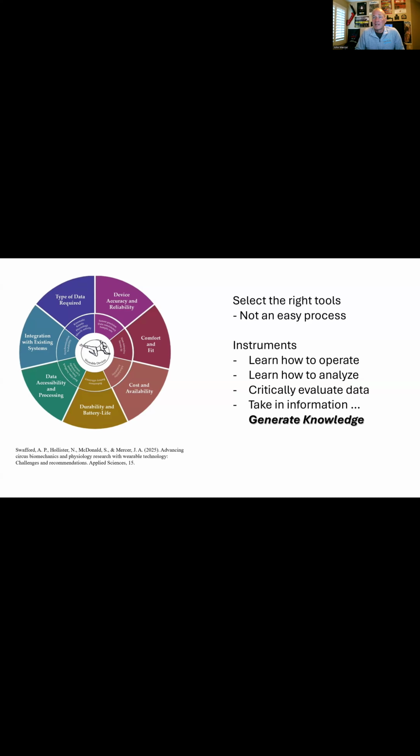But when we're talking about technology and sports science, you have to learn how to operate the equipment. You have to learn how to analyze the data. You have to learn how to critically evaluate the data. I can give you several examples where data were collected and they were just bad data. The person collecting the data didn't know how to critically evaluate the information, and they were getting a number out of the system that made absolutely no sense.